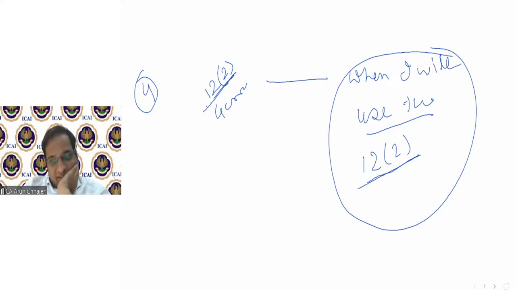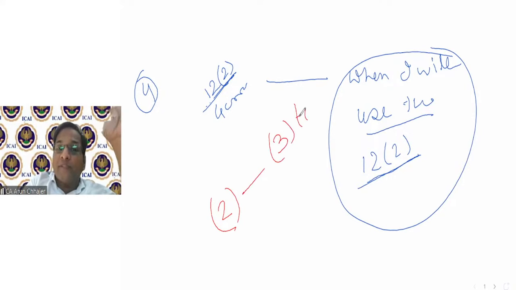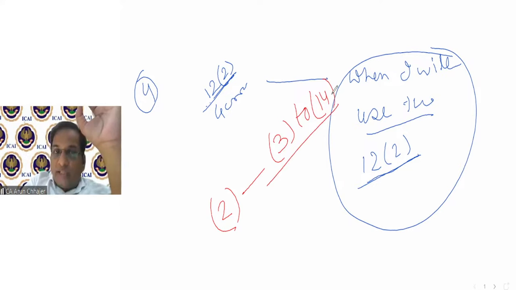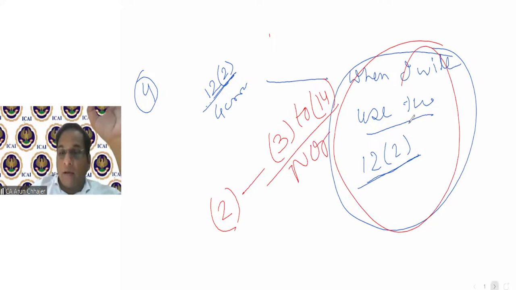You are all correct. When the actual transaction is not covered in subsection 3 to subsection 14, the specific ones, then you will determine the place of supply under the default rule.